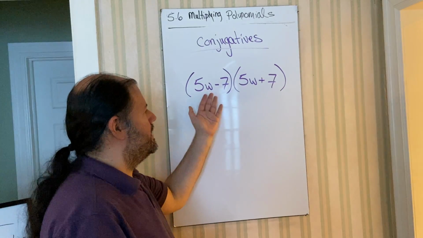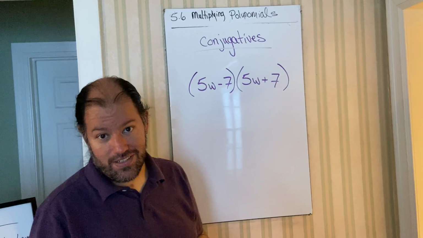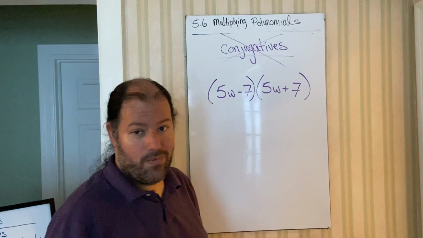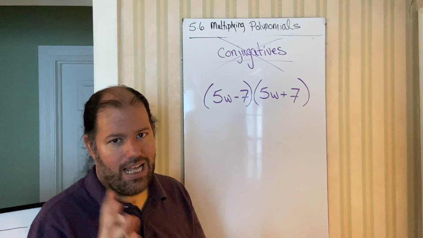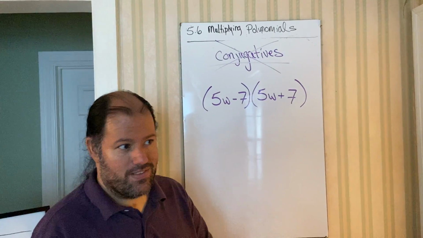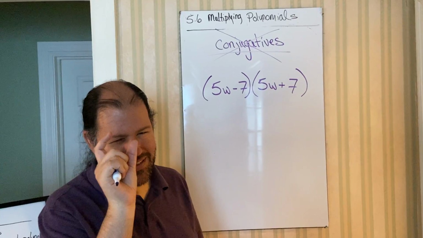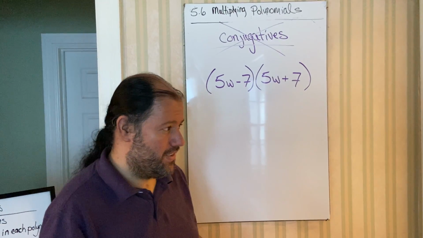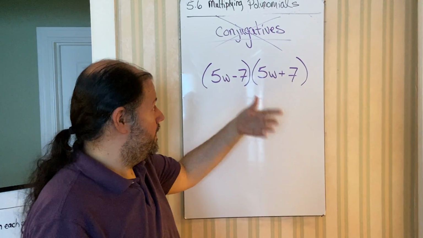Once you realize that you have a binomial times a binomial, you didn't have to recognize this as conjunctive. We'll learn conjunctives in Math 012 and 112 when we talk about imaginary numbers and i's. But for right now, we're not going to worry about conjunctives until you get into 012 and 112. And then we'll talk about this again when we talk about radicals. Radicals also has something called conjunctives. But for now, we can throw that out of our brain.